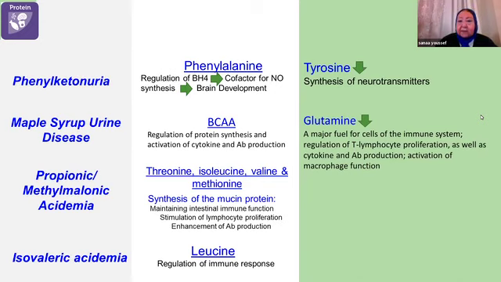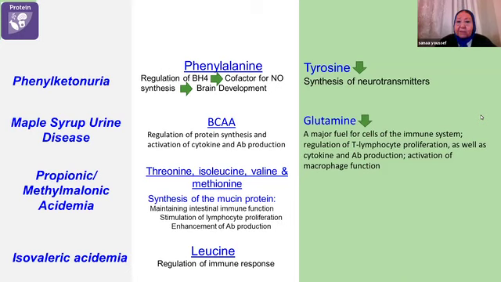In phenylketonuria, when you have accumulation of phenylalanine, this is going to hinder the regulation of BH4, which is a cofactor for nitric oxide synthesis, which is very important in certain chemical reactions for brain development. At the same time, tyrosine, which is very important for the brain, is very much decreased in its level, and it is responsible for the synthesis of the neurotransmitters, so we do not have proper neurotransmitter function.